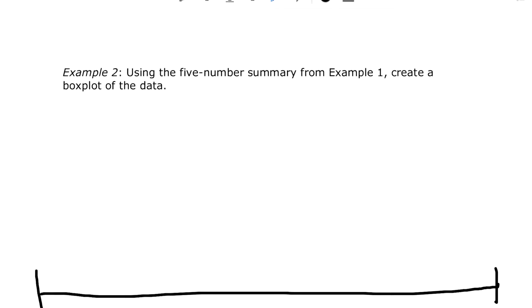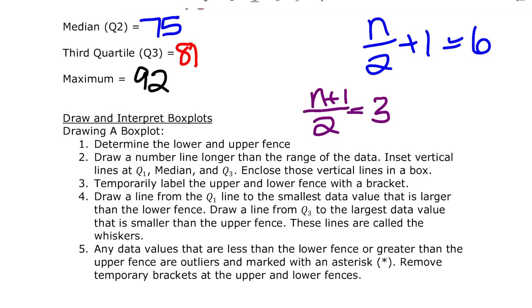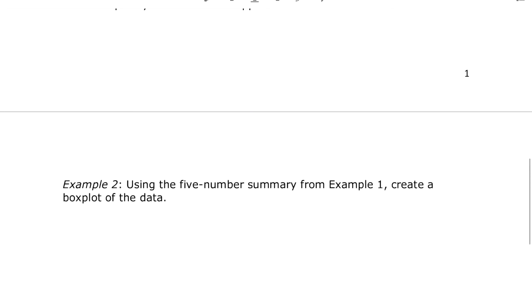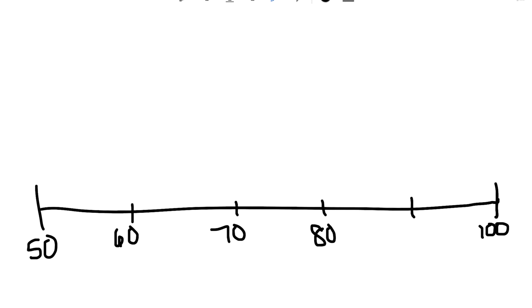It needs to start at least as low as my smallest number, so my minimum was 50, and it needs to go at least as high as my largest number, which is 92. So I'm going to start at 50, and I'm going to end at 100. And then I'm going to put some tick marks in here, just so that I have an approximate scale. We want this to be equal sizes. Mine are not really. They're not too bad.